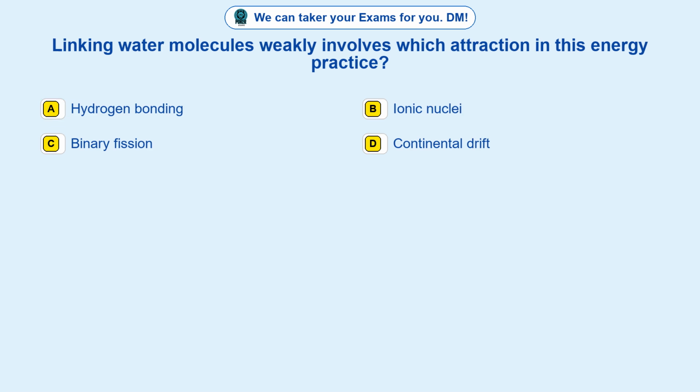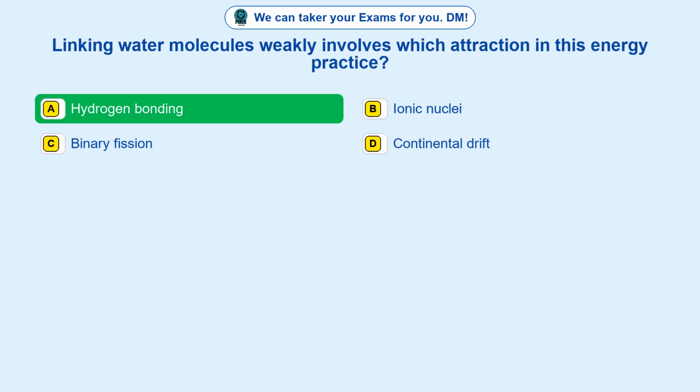Question 51. Linking water molecules weakly involves which attraction in this energy practice? Option A, hydrogen bonding. Option B, ionic nuclei. Option C, binary fission. Option D, continental drift. The correct answer is option A.